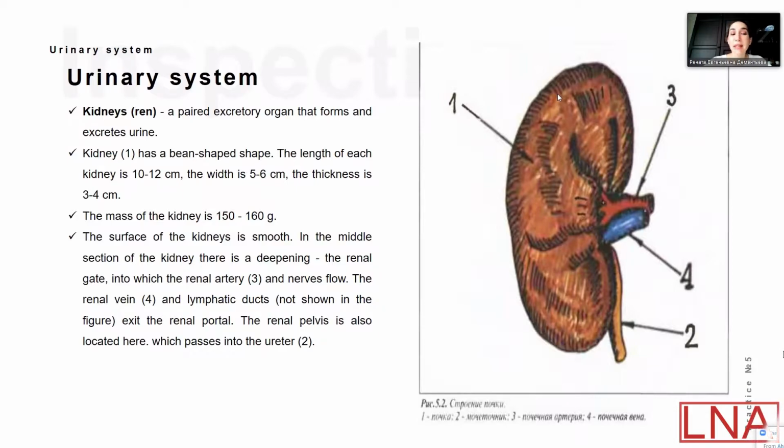In the middle section of the kidney there is the renal hilum, the renal gate, which contains the main renal artery, number 3 in this picture, nerves, the renal vein, as you can see, and lymphatic ducts, not shown in the figure. All these structures form the renal pedicle. The renal pelvis is also located here, which passes into the ureter.